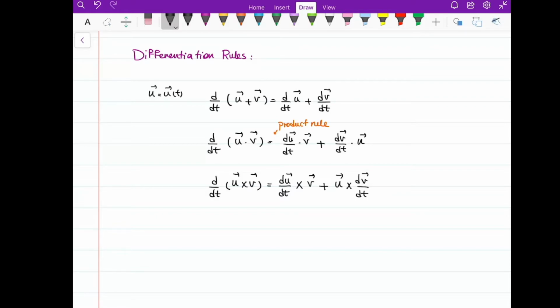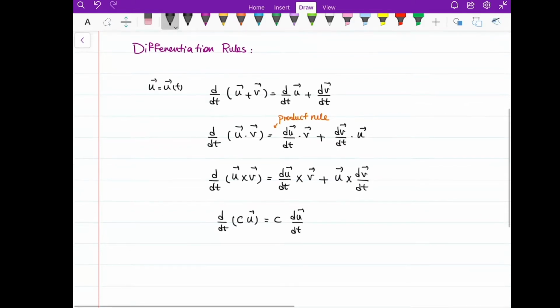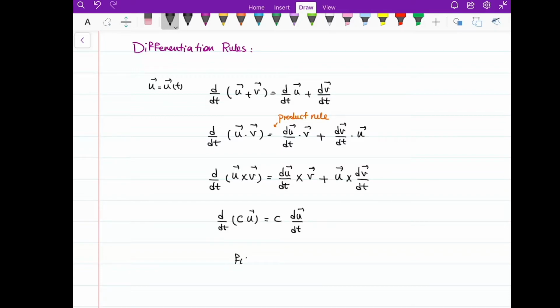Then another rule is that if I just have a scalar number times the vector function, the derivative of that would be the number times the derivative of the vector function. If I have a function times the vector function, then the derivative would be again the product rule. That one also was the product rule.